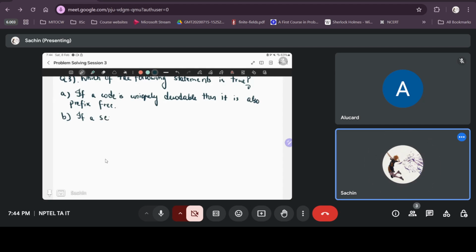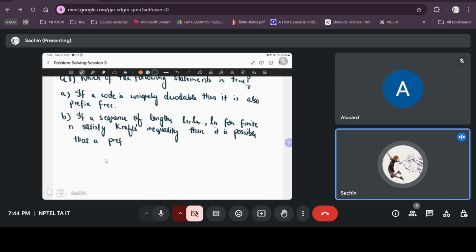If a sequence of lengths L1, L2 up to Ln for finite n satisfy Kraft's inequality, then it is possible that a prefix free code with these lengths may not exist.